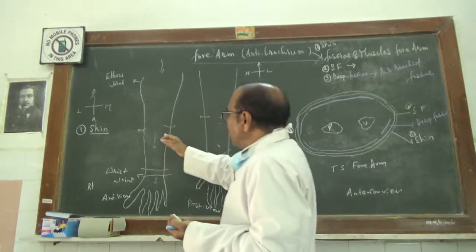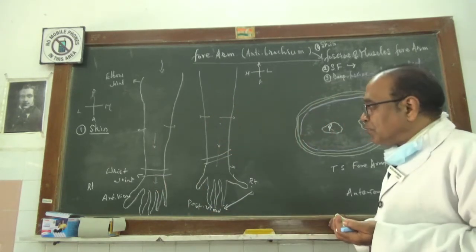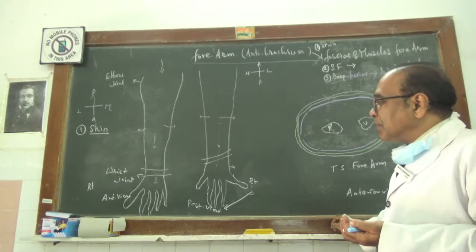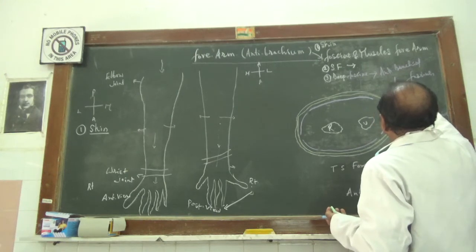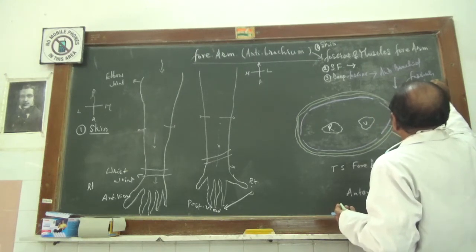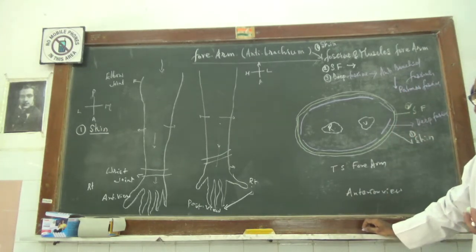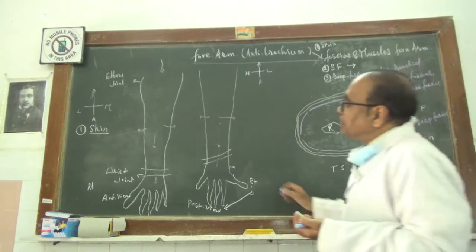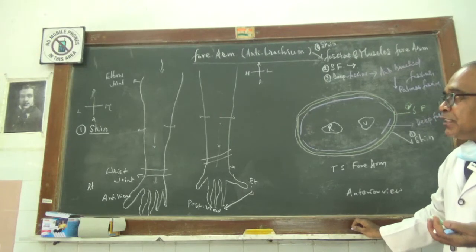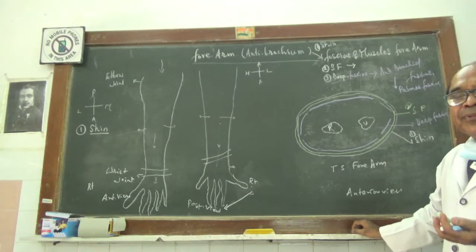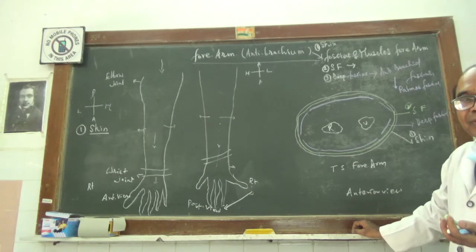Now the deep fascia of the forearm, the antebrachial fascia, as it descends down and crosses the wrist joint, becomes the palmar fascia. The deep fascia of the forearm, as it runs laterally and medially, becomes the deep fascia of the medial aspect and the deep fascia of the lateral aspect of the forearm.